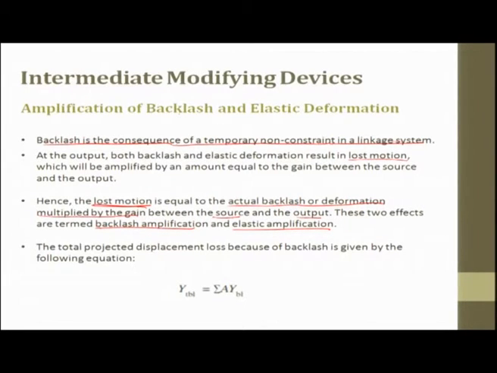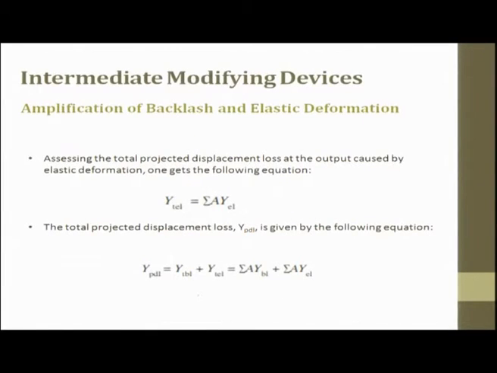Between the source and the output will be the lost motion. The total projected displacement loss because of backlash is given by the equation YTB is equal to summation of A into YBL. Here A is the area, and YTBL is the total backlash loss. Assuming the total projected displacement loss at the output caused by elastic deformation, one can write the equation YTEL is equal to summation of A into YEL elastic.